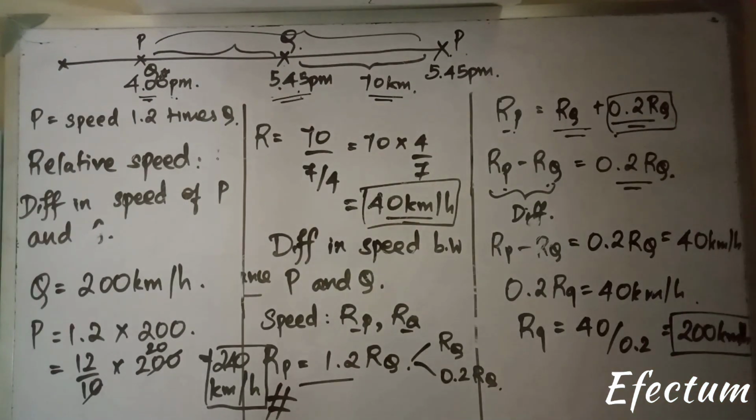So you can see in this problem we have dealt with relative speed. We don't know the individual speeds because there's no info given about that in the problem. So we have taken the difference between the speed of both of them and we have found out the answer.